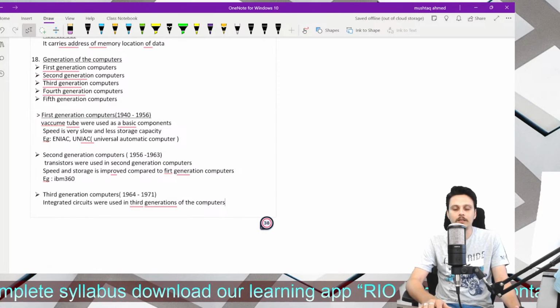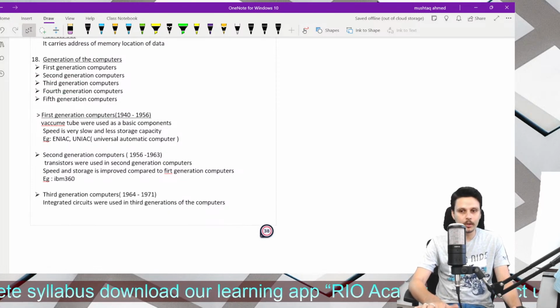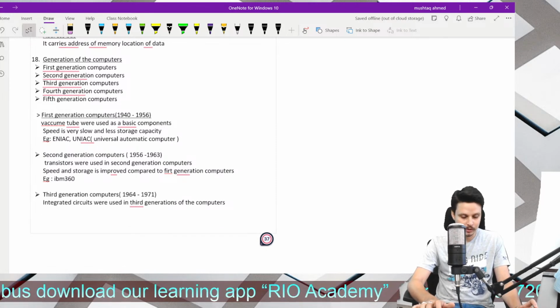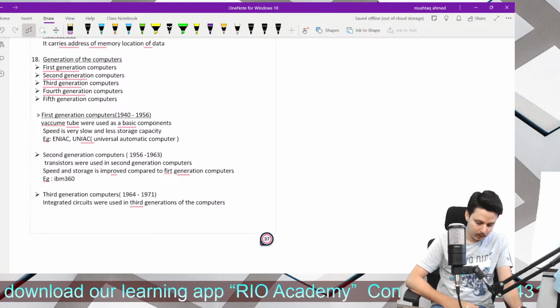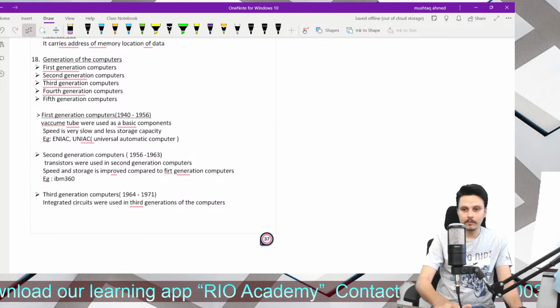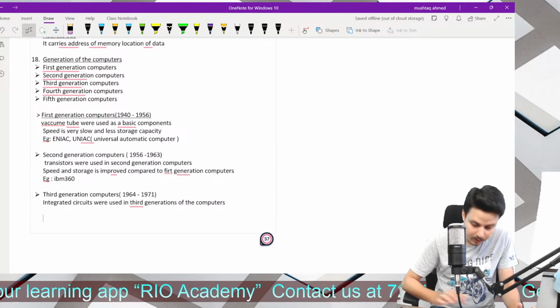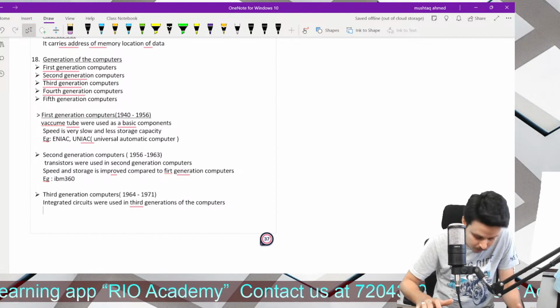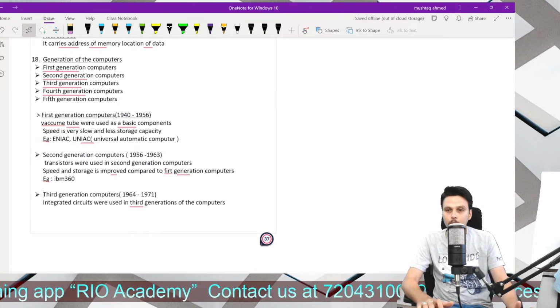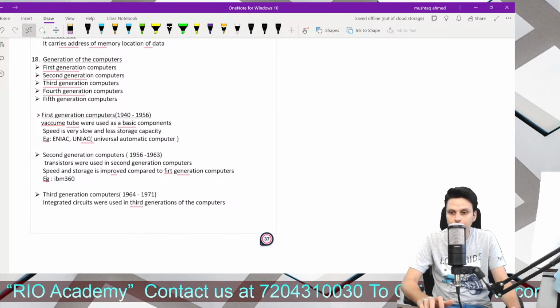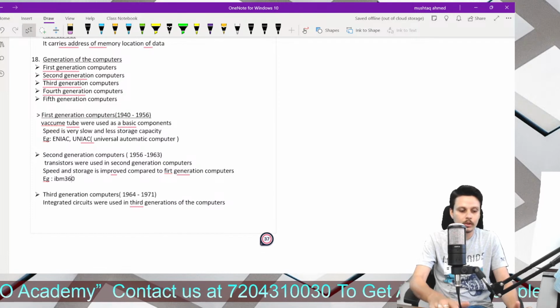So the next generation is the fourth generation of the computers. In fourth generation of the computers, microprocessors were used. Second generation computers example is IBM 1620.